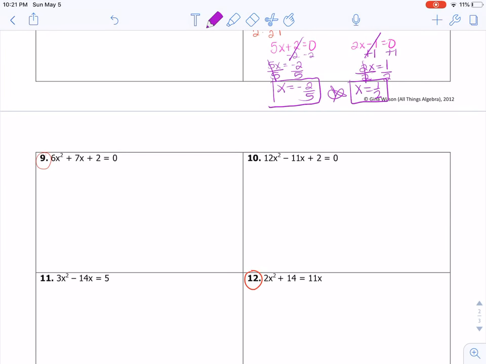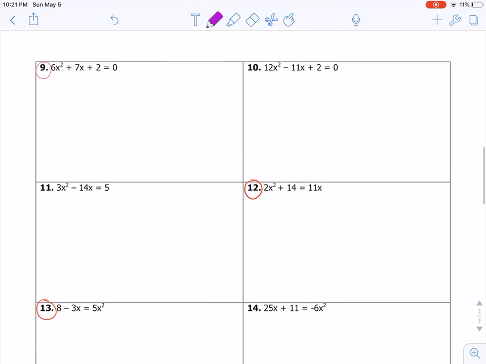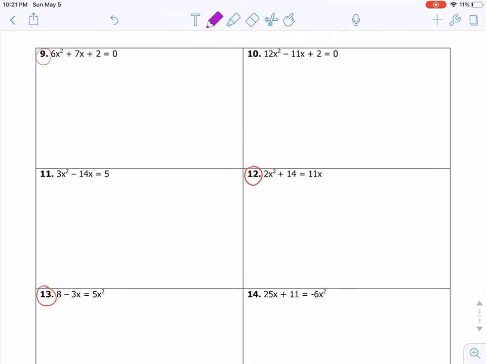Okay, let's do a couple more. I'm going to go ahead and let you guys do number 9. We will do both. So the first thing I need to do is subtract my 11x, because anytime I'm solving by factoring, I have to have 0 on my right side. And so if I subtract 11x, I have 2x squared minus 11x plus 14.